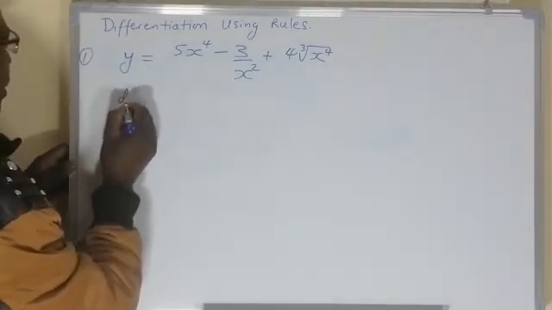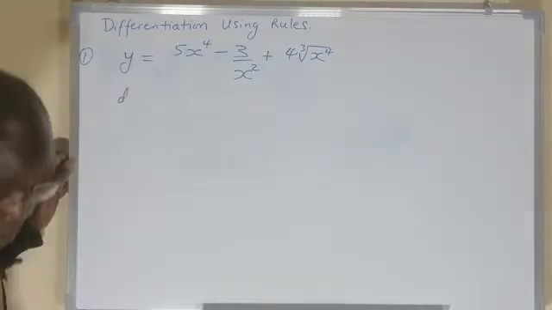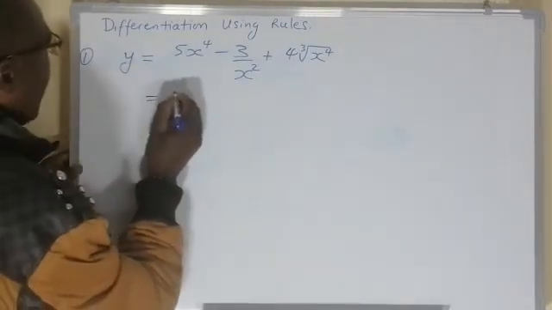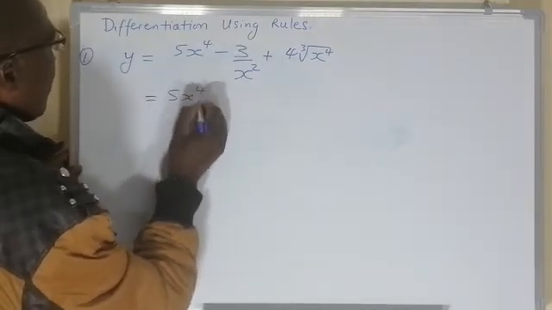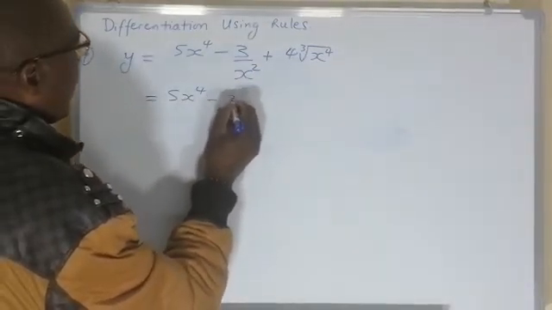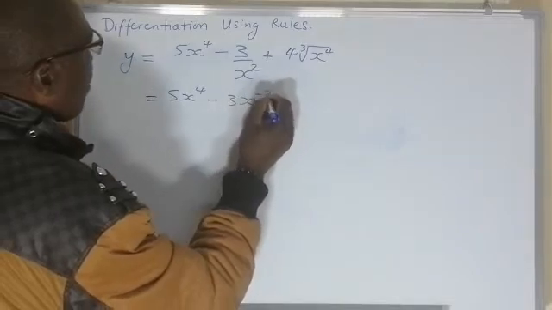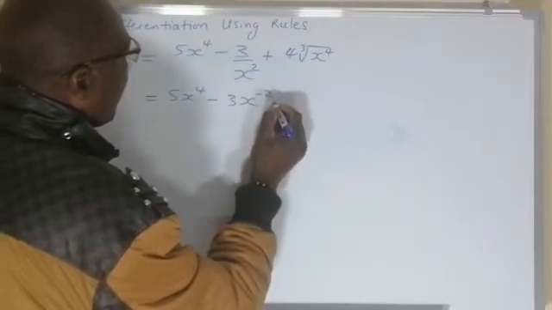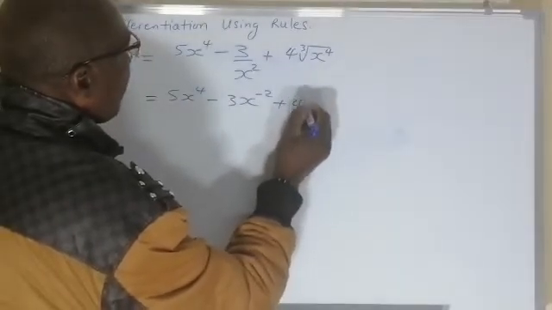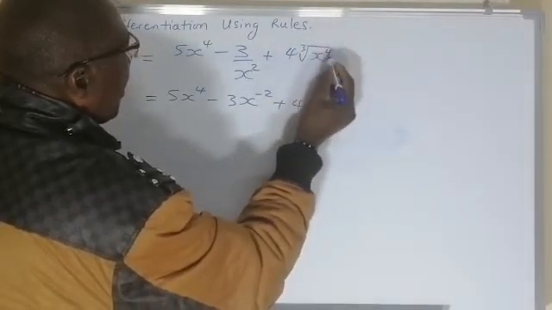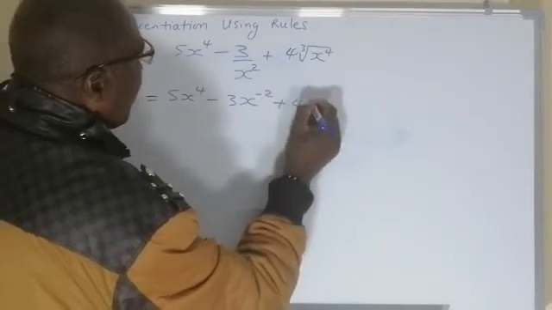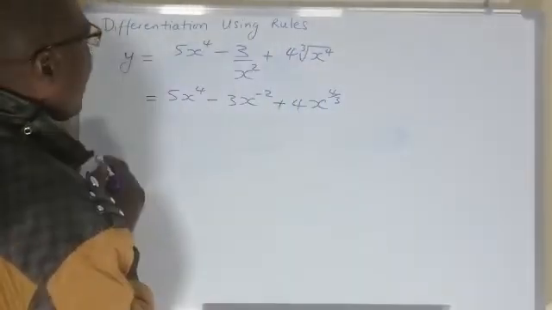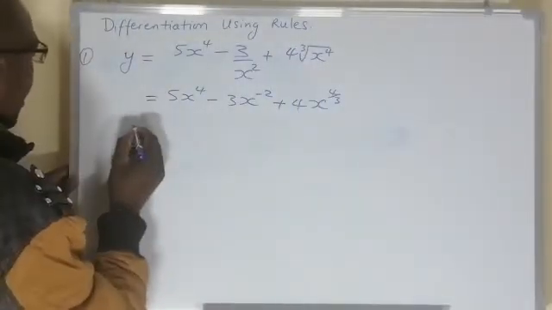Here we simplify first. This becomes 5x to the fourth, and then minus 3x to the power minus 2, taking this to the top and changing the exponent sign. Plus 4, this one is going to be 4 over 3, that's x to the 4 over 3. This is exactly the same as that, and then it's ready for differentiation.